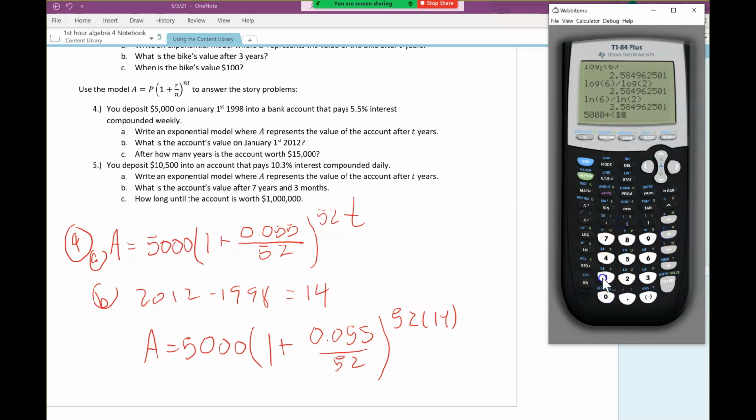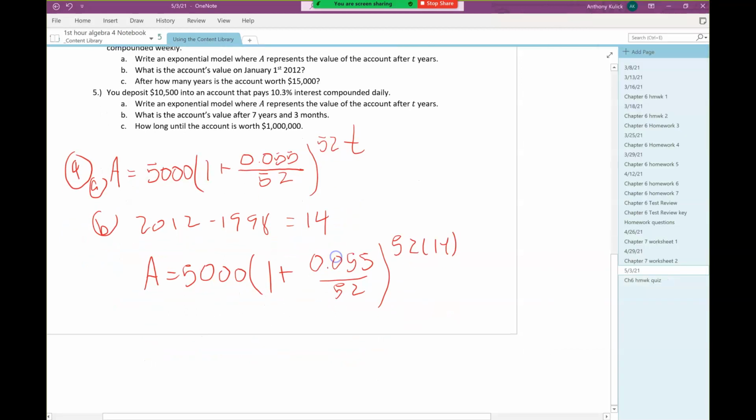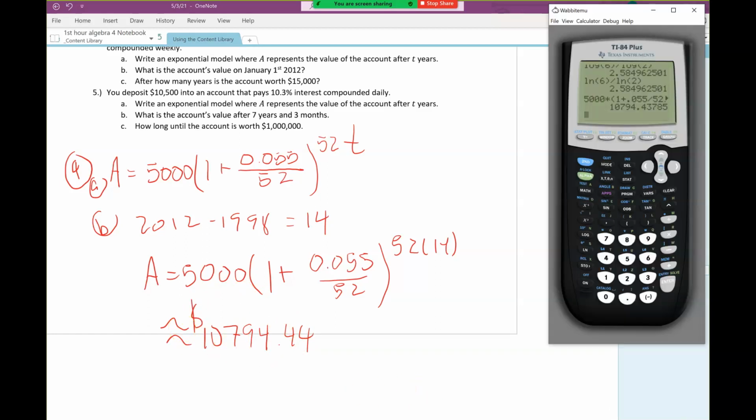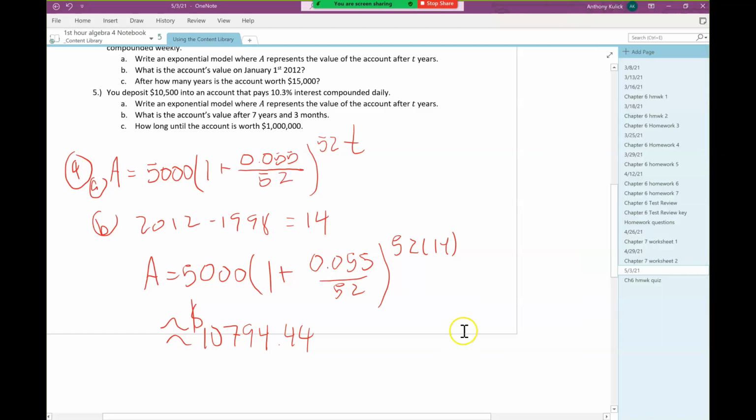$5,000 times 1 plus 0.055 divided by 52, to the 52 times 14. So that's $10,794.44. Remember that number, right? Okay. So far, so good for you.